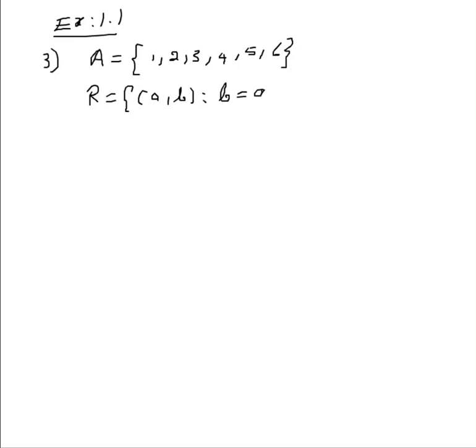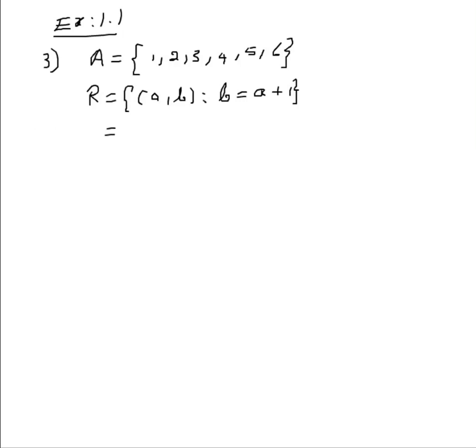Exercise 1.1, question number 3. Check whether the relation R defined in the given set, we will name it as A, which is 1, 2, 3, 4, 5 and 6. The relation R is given as the set of all (A, B) such that B equals A plus 1. We have to check whether it is reflexive, symmetric or transitive.